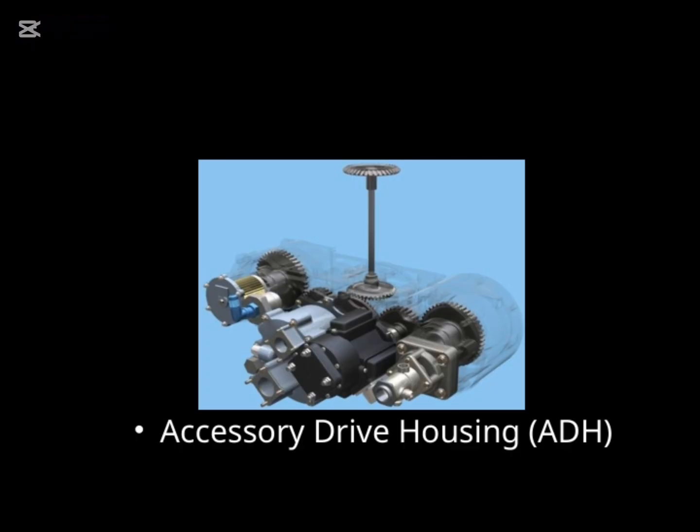If the housing is damaged or misaligned, it can lead to belt slippage or premature wear, affecting the overall performance of the vehicle. Connecting this to our broader discussion on engine reliability and maintenance, understanding the function and condition of the ADH helps us prevent unexpected failures. Regular inspection and maintenance of this part can save time and money down the road by avoiding more serious engine issues caused by accessory drive problems.